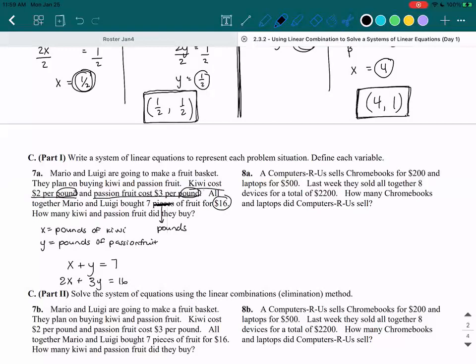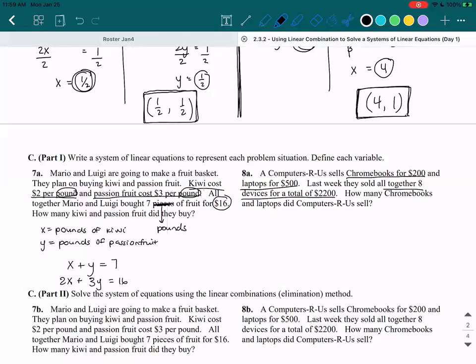Okay, so if you have any questions, you can call me over. But let's go with number 8, or number 8A. Number 8A says, a Computers R Us sells Chromebooks for $200 and laptops for $500. Last week, they sold altogether 8 devices for a total of $2,200. How many Chromebooks and laptops did Computers R Us sell?